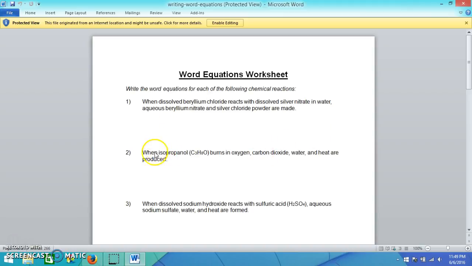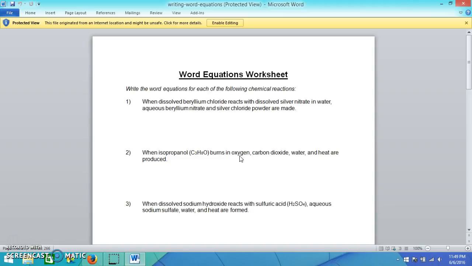So I'll skip down to number 2 first, but it says when isopropanol, and that's C3H8O, burns in oxygen, carbon dioxide and water and heat are produced. So hopefully, you guys are starting to get some of this stuff down. Again, one thing I wanted to point out is that you can see here that we've got a reactant, oxygen, and there's nothing with oxygen. It's just oxygen, so it's going to be O2 when we write the formula for oxygen.